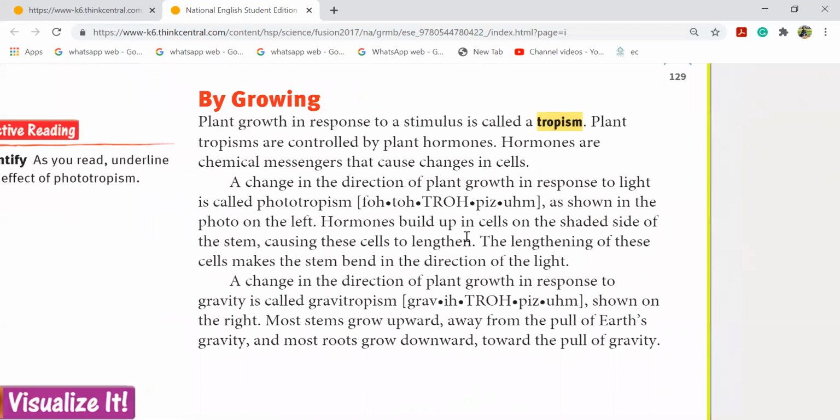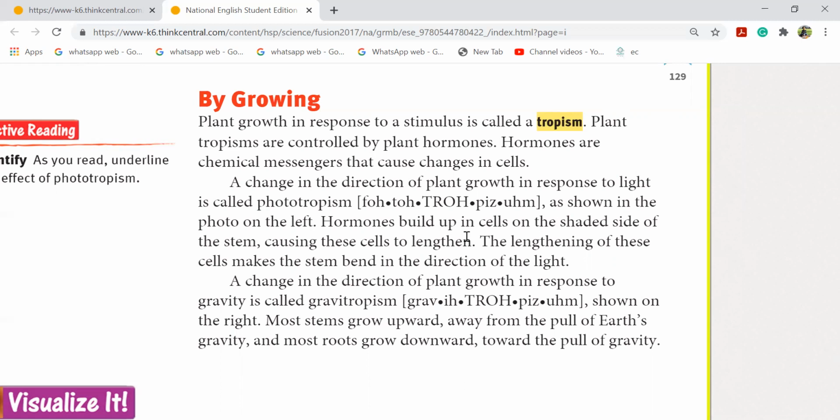Plant growth in response to a stimulus is called a tropism. Plant tropisms are controlled by plant hormones. Plants grow because of something, right? This purpose of growth, tropism, is controlled by plant hormones. Like my body has growth hormones that make me grow bigger, even plants have hormones. Hormones are chemical messengers that can cause change in any cell.